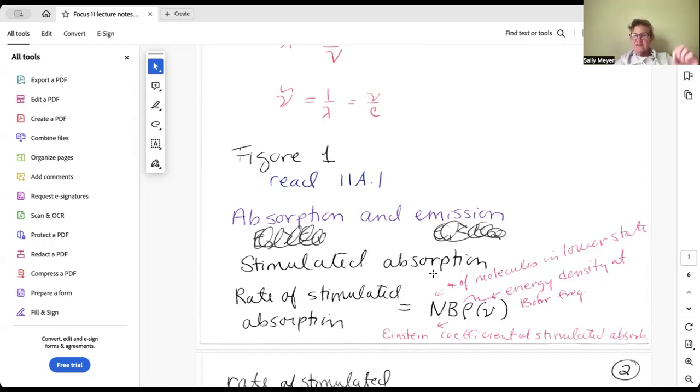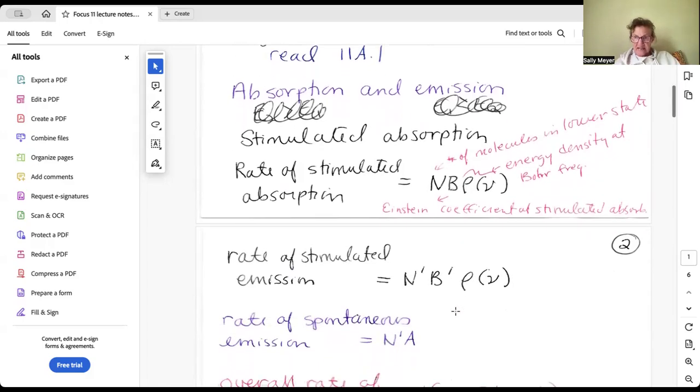So a photon can stimulate your molecule or atom to absorb energy. And the rate of that stimulated absorption is dependent on the number of molecules in the lower state, something called the Einstein coefficient of stimulated absorption. So that's something you'd have to measure. And then just the concentration or the density of the energy in that right frequency. So this would be the Bohr frequency that corresponds to the energy difference that you're trying to stimulate to absorb photons. And you could also stimulate it to emit a photon.